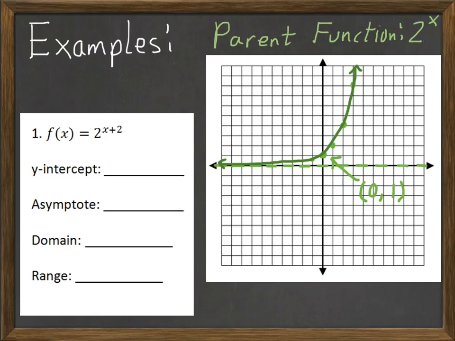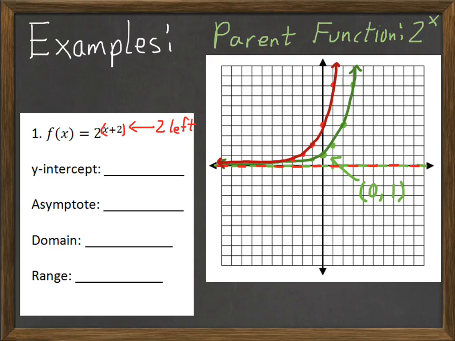Now let's look at how we're transforming it. The x plus 2 indicates that we're moving it 2 to the left. So I'll just move each point on the graph 2 to the left. There you go. The asymptote did not move. We moved it only to the left or right, so the asymptote is still on the x-axis. Therefore, I can just draw the general shape of my function like that. Not too bad.